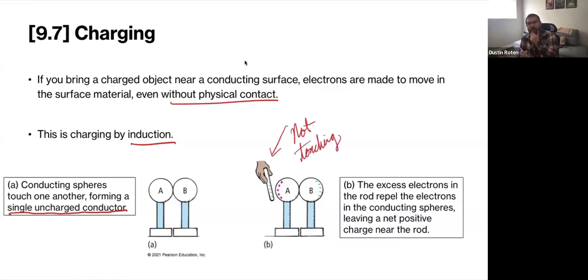Okay. Now, what happens is the electrons, they're going to get repelled, right? Because you have electrons here. They want to repel each other because they're like charges. They're going to spread apart. So that means we're going to have a net positive charge over here near the rod. So we have a positive charge here, negative charge here.